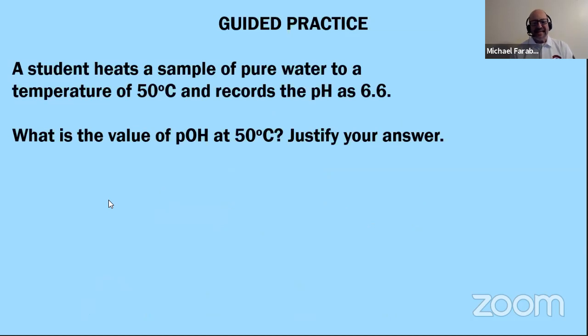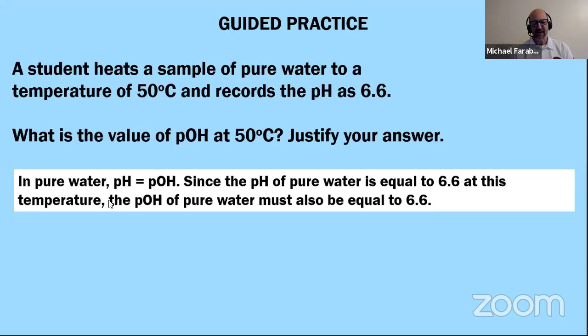A student heats a sample of pure water to a temperature of 50 degrees Celsius and records the pH as 6.6. What is the value of pOH at 50 degrees Celsius? Now, anyone who was not paying attention to all of these previous examples might say 14 minus 6.6, 7.4, but of course that's incorrect. In pure water, pH equals pOH, so the pOH would also be 6.6.